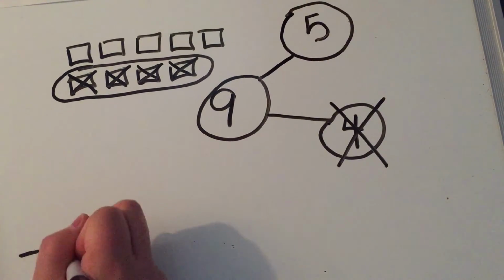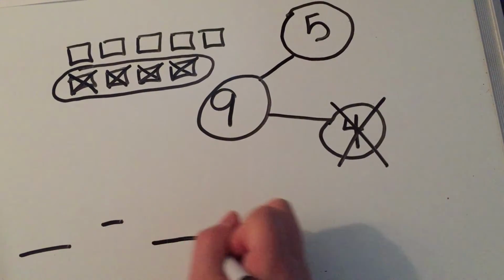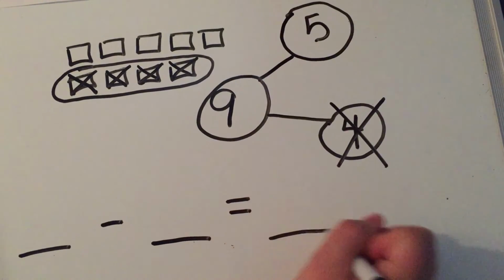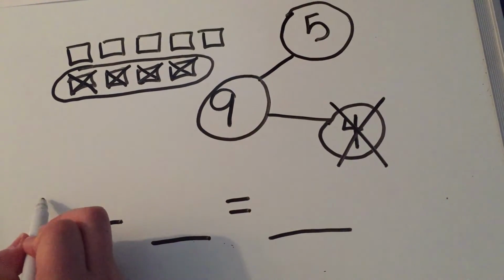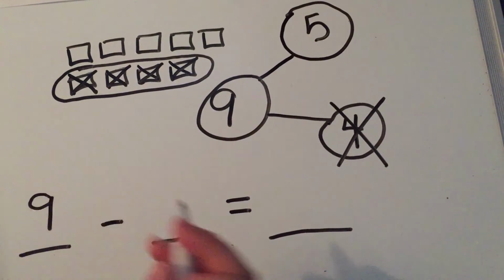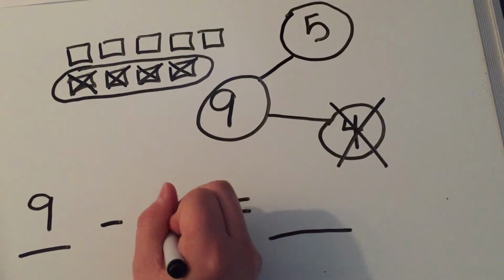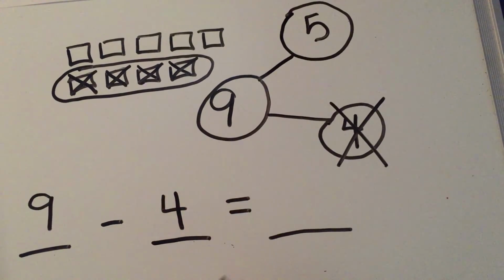All right, here is our number sentence. What number are we starting with? 9, because we started with 9 rocks. We had 4 white rocks. We took those away, and we have 5 left.